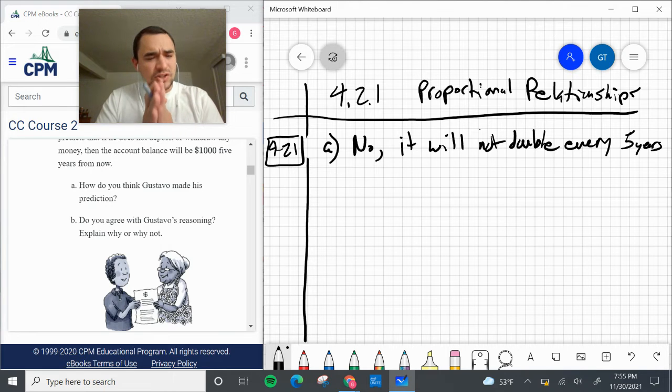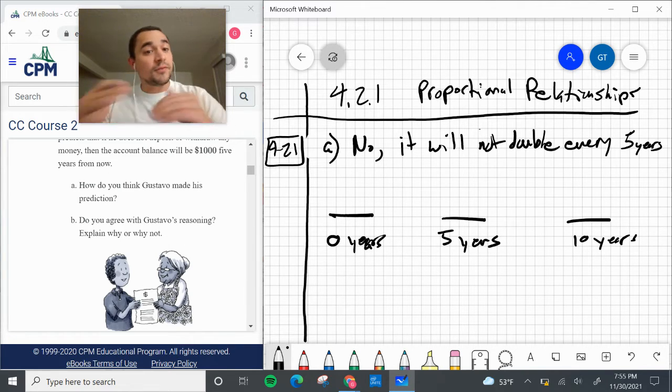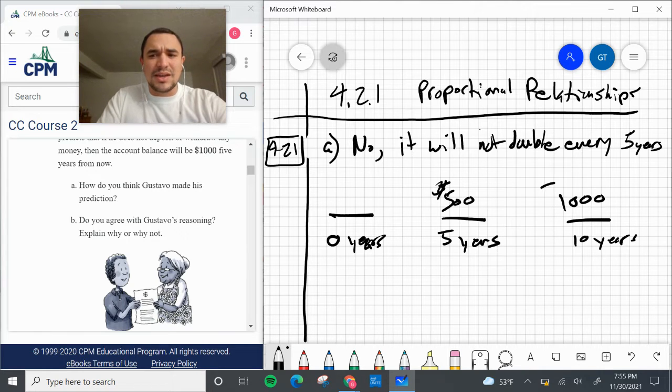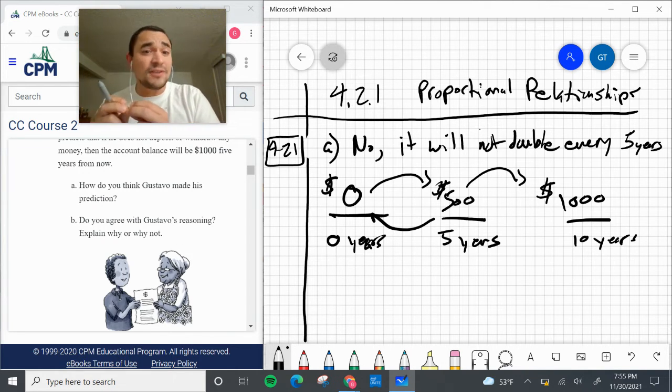If he has $500 in 5 years, let me go ahead and write this out. There's the beginning, the middle, and the end. So this is 5 years, and this is 10 years, and this is 0 years because that's when it started. Forgive me for writing quick on a little pen. This is $500. And then he thinks in 10 years it's going to be $1,000. Well, if you think about what's happening, what did he have to start with to get to $500? In his mind, he believes that he had $0, went to 500 in 5 years, and then goes to 1,000 in 10 years. That doesn't make much sense.